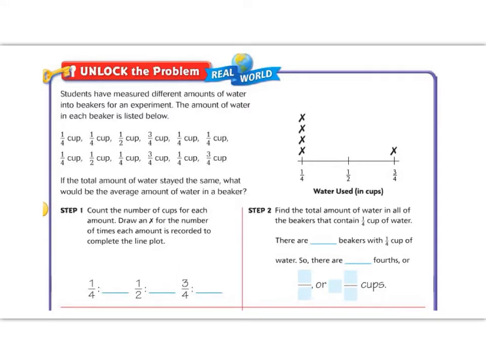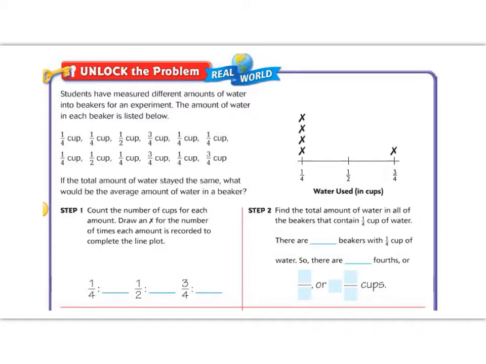All right, 5th graders, let's begin today's lesson by reading the Unlock the Problem. It says, students have measured different amounts of water into beakers for an experiment. The amount of water in each beaker is listed below, and you can see we have a list of data: 1/4, 1/4, 1/2, 3/4, 1/4, so on. Underneath we have a question. If the total amount of water stayed the same, what would the average amount of water in a beaker be?